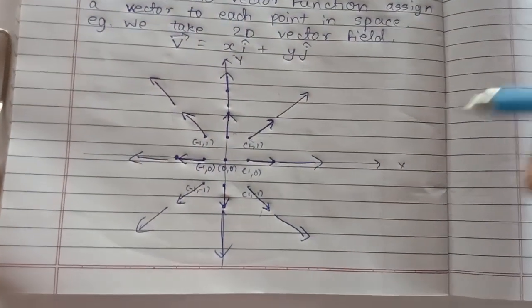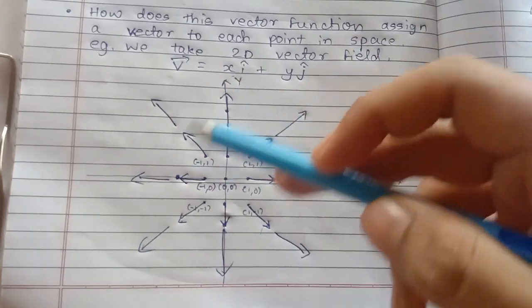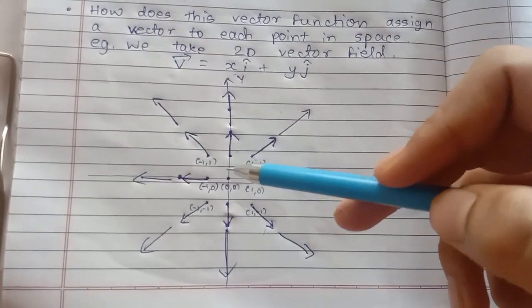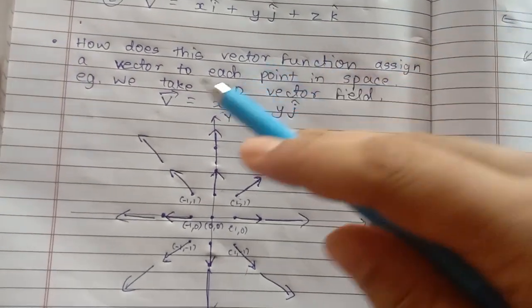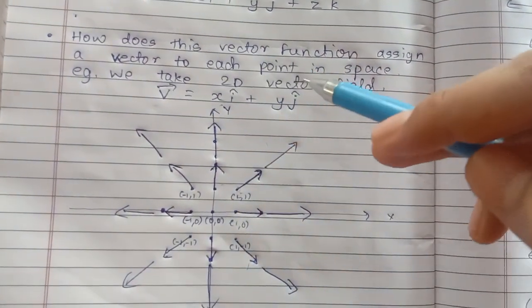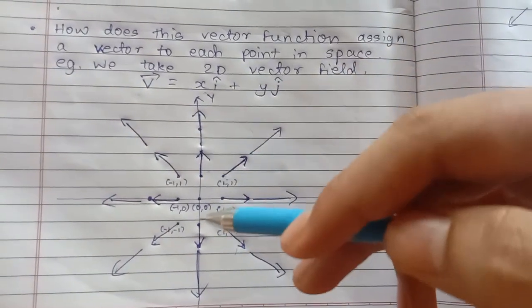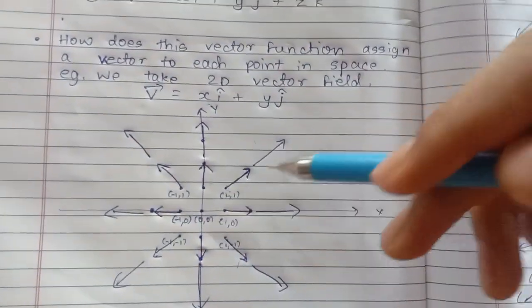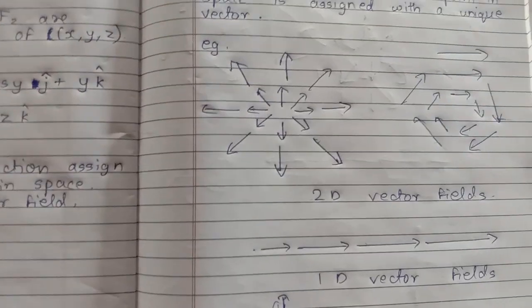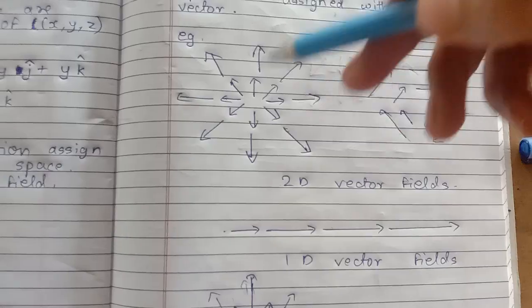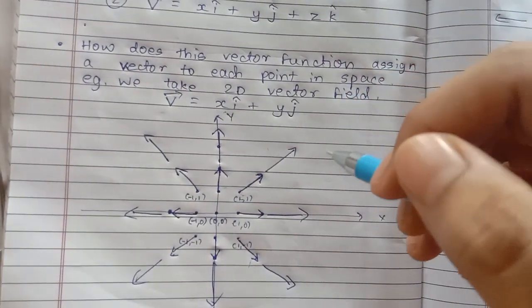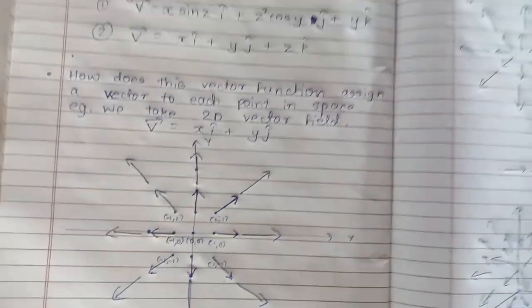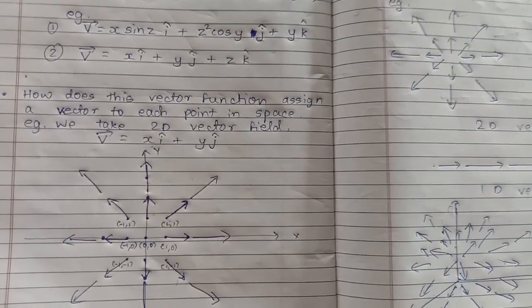You can see this expression generates a vector field which looks like this. This is how a vector function assigns a vector to each point in space and generates the vector field as we have here. You can see this is the same vector field which we took as an example. So this is how a vector function generates a vector field, and this is all about what is a vector field.